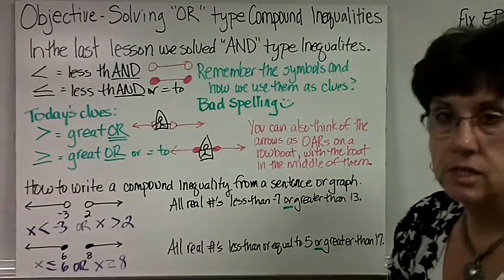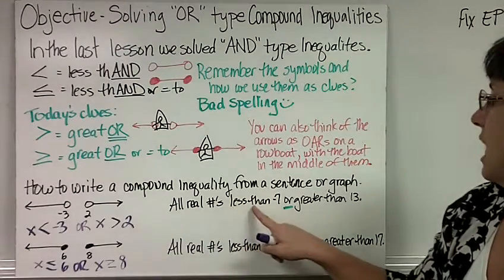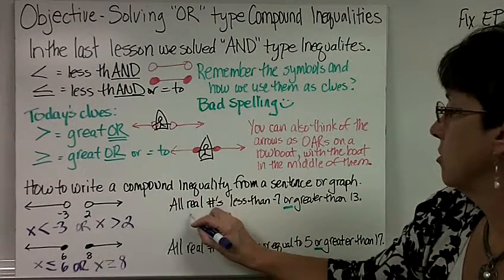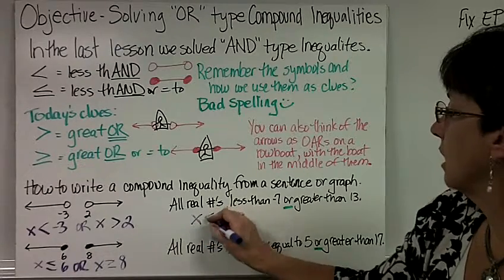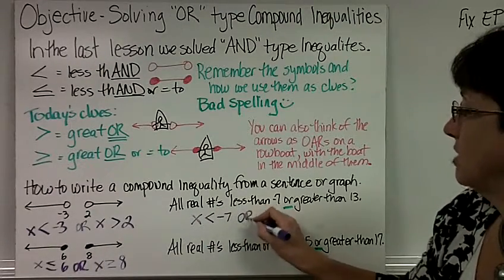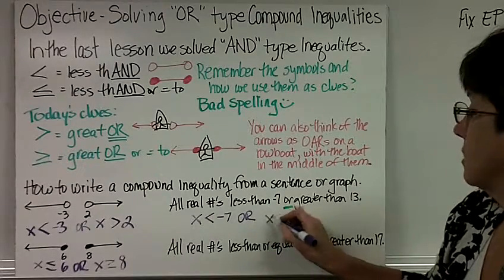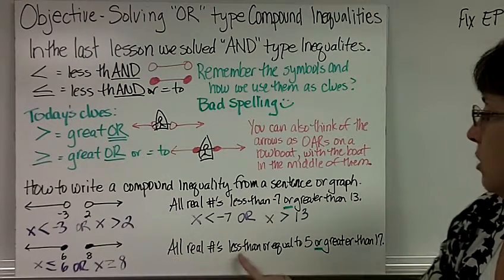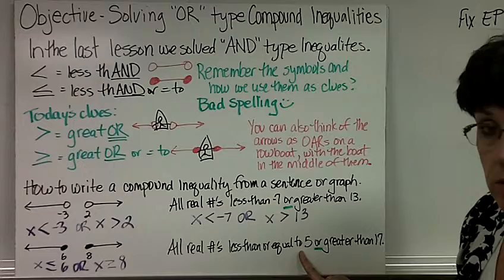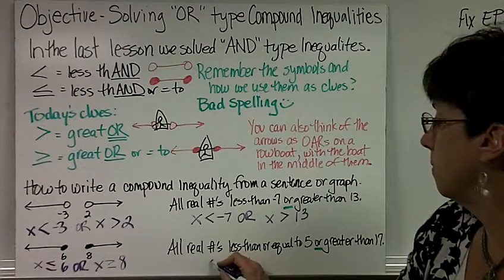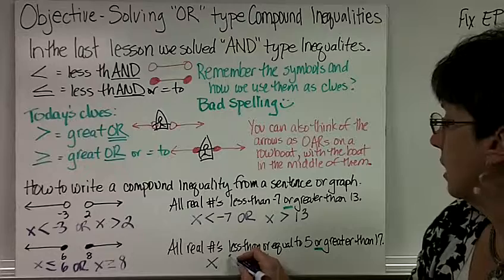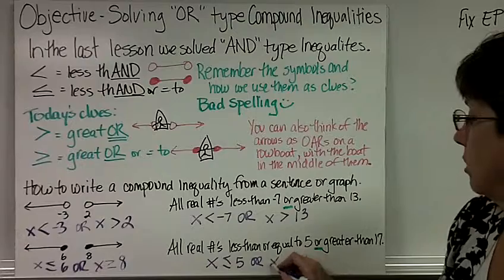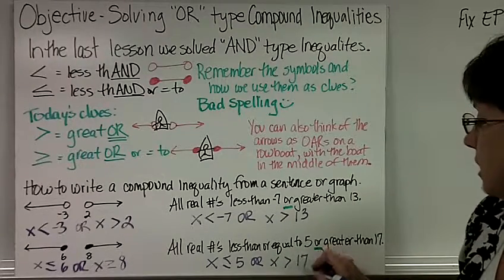All right, here it is, a sentence, and you need to translate it. All real numbers less than -7 or greater than 13. So we just say x is less than -7. You always have to write this word, don't forget it. Or x is greater than 13. How about this one? All real numbers less than or equal to 5 or greater than 17. So x is less than or equal to 5, or x is greater than 17.